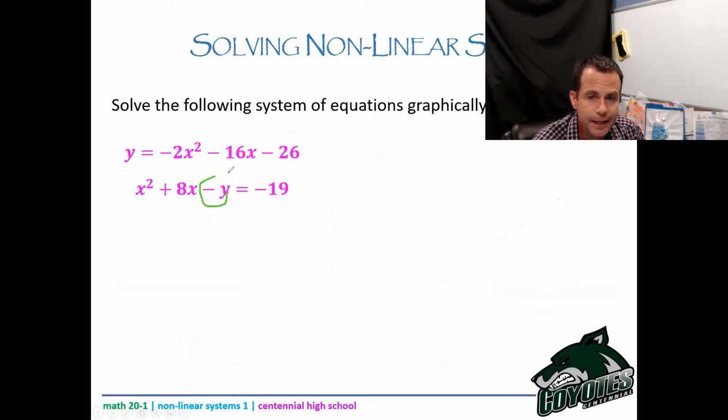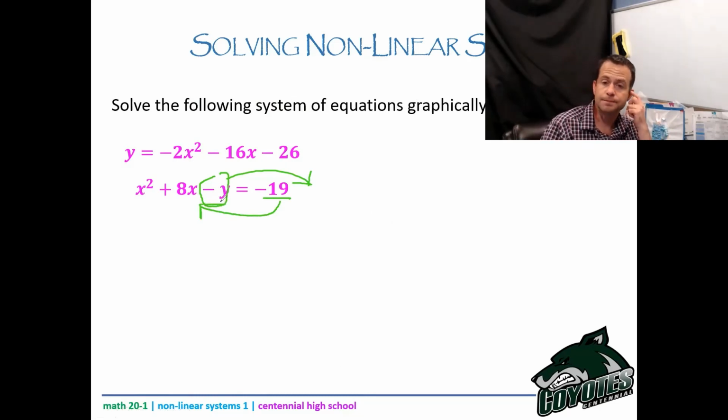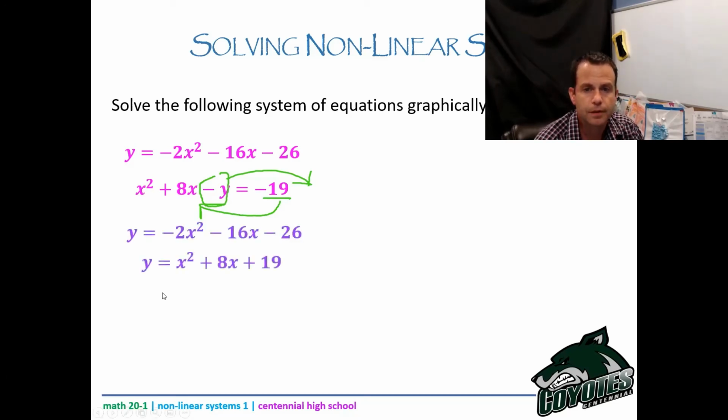I'm going to take the negative y, bring him over there. So then that'll be positive y. Then I'll have to take the negative 19 and bring him over. It's essentially, algebraically, I'm adding 19 to both sides, right? Okay, so that's going to give me y equals x squared plus 8x plus 19. Sorry, I don't have my mouse on. Okay, so I didn't change the first guy. The second guy, I rearranged so that it's y equals. I'm going to go put that into my graphing calculator for y1 and y2. You go ahead and do that.